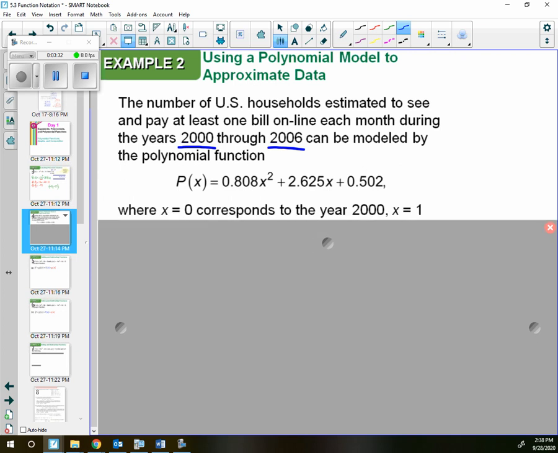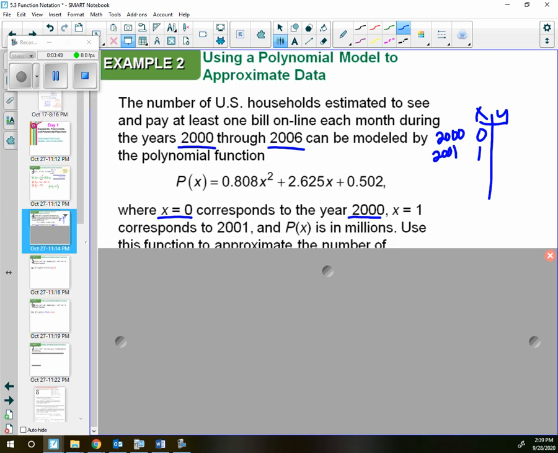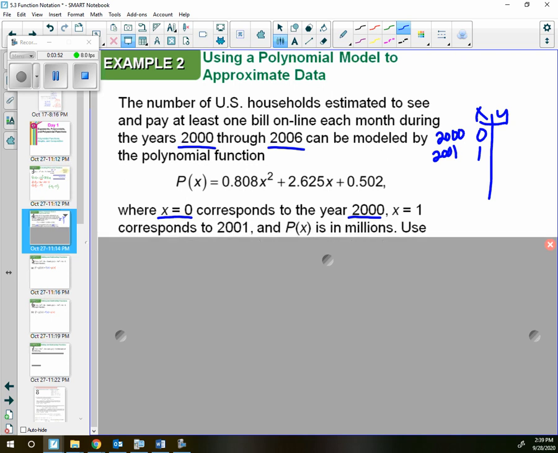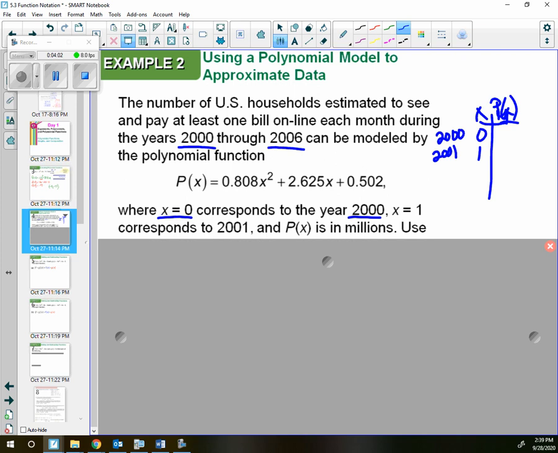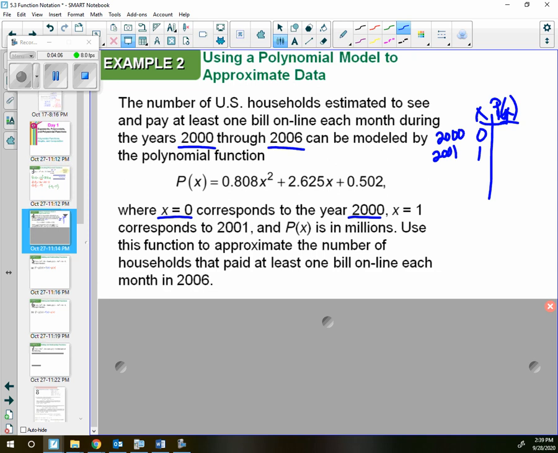Now the way that they set this up is x equals 0 corresponds to the year 2000. So when you think about substituting your values in, if you substitute in 0 into this function, that represents the year 2000. So what would 1 represent then? Well, 1 year past 2000. So that would be 2001 and so on. So that's how they did it, just to make it a little bit easier to work with. And then the output, the y, this p of x, I'll call it now, is the number in millions. So the answer that you get for it is how many millions of households pay at least one bill online. So we're going to use this to make a prediction.